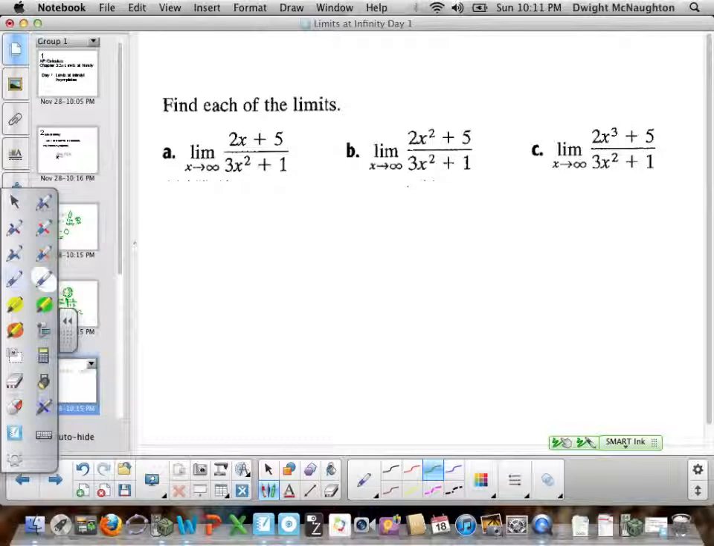Let's try each of these three problems. The first one, 2x plus 5 over 3x squared plus 1. The highest power is x squared, so we'll multiply top and bottom by 1 over x squared.